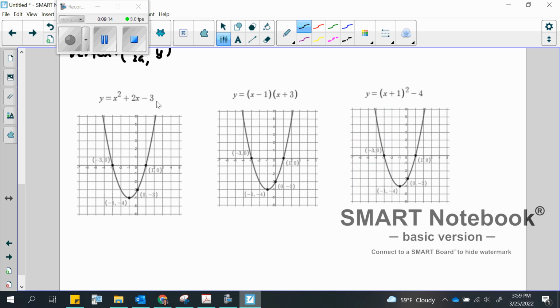The y-intercept will be the last number here if it's in standard form. So the y-intercept will be (0, -3). But it will also tell us the end behavior. Not only that, but the graph also tells us the end behavior.